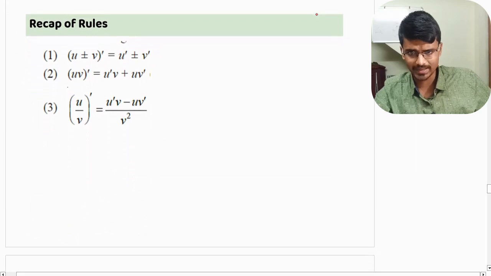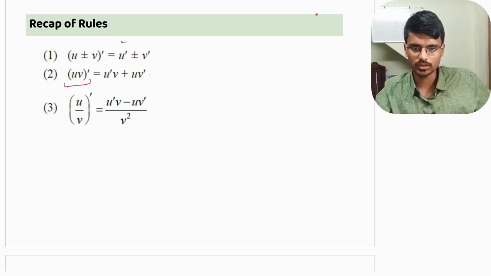So let's recap the rules. Differentiation of u plus or minus v is u dash plus or minus v dash. The uv rule, product rule, is u dash v plus u v dash. For u by v, it is v square in the denominator, and in the numerator u dash v minus u v dash. Okay.